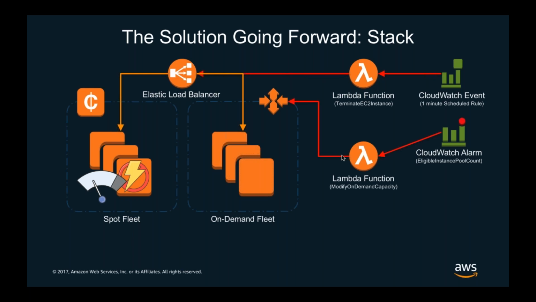Thirdly, as we talked about before, when the metric of the eligible instance pool count drops, the CloudWatch alarm will trigger a Lambda function that modifies the on-demand auto-scaling group to maintain the capacity for our workload. Lastly, if the spot instance is in the pending fulfillment status for more than 5 minutes, the same Lambda function is triggered again to launch the on-demand instance and make sure that our production keeps running smoothly.